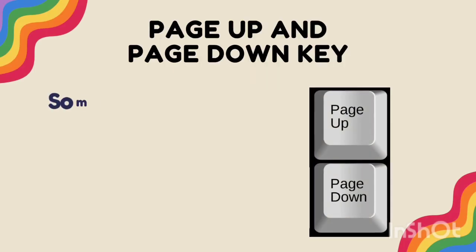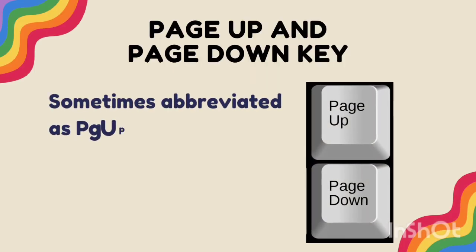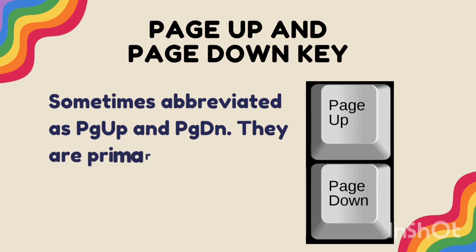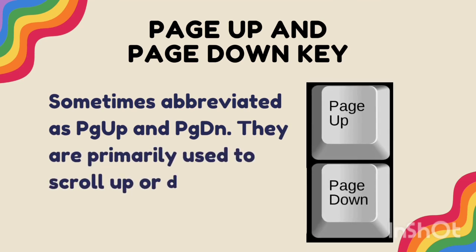Then we also have the page up and page down keys. Sometimes the abbreviation, if you check the computer keyboard, you see it as PGUP, that is page up, and PGDN, that is page down. They are used to scroll up or down in a document. So instead of pressing the direction key to move up or down, you can just simply press page up or page down and it moves.